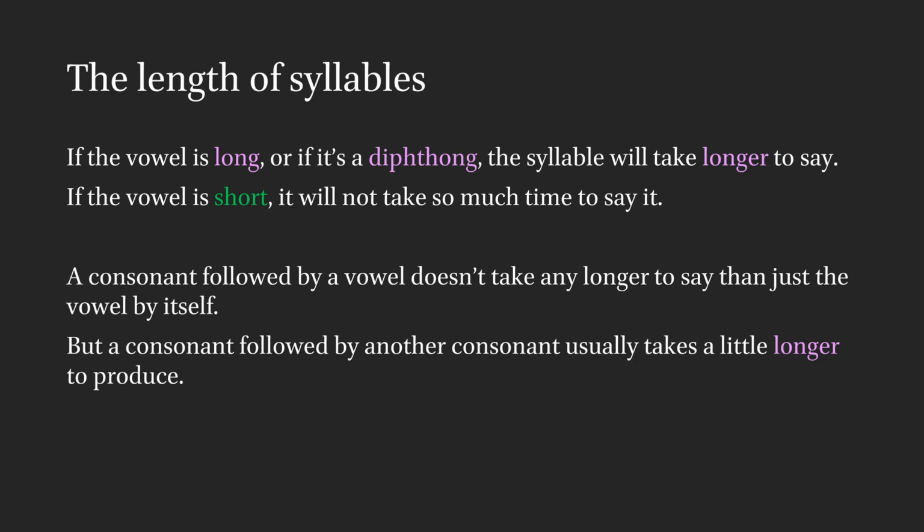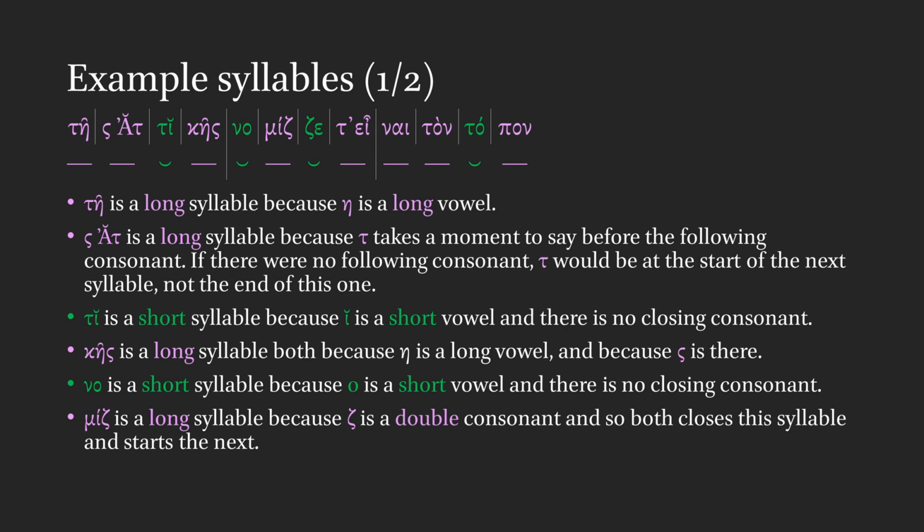Consonants, where possible, start rather than end syllables. But if there are two consonants in a row, they can't both start a syllable, and one of them will have to end a syllable instead. That syllable will then be long, because the consonant on the end increases the time it takes to produce the sound. Let's go through the syllables in our example line and talk about what makes them long or short.